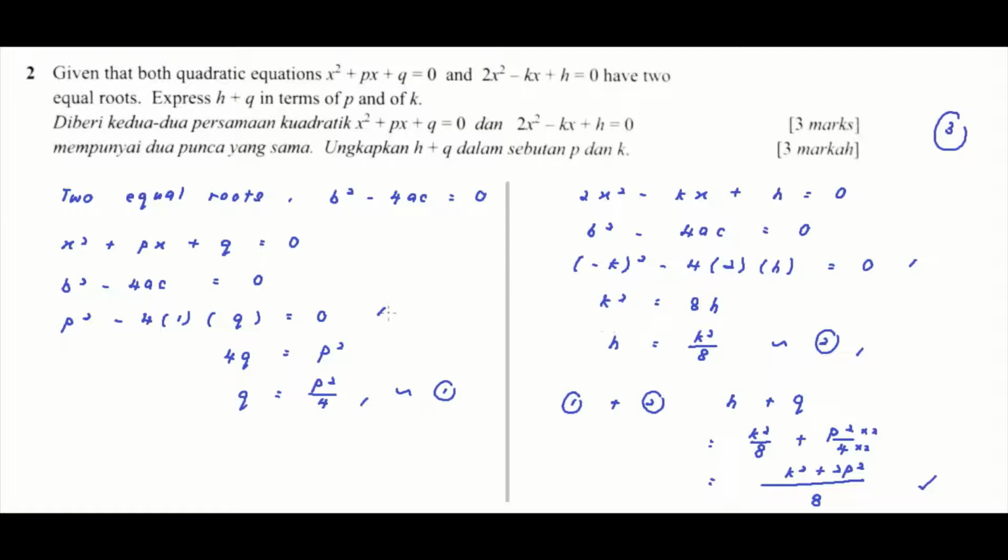So this one is either one. So which means that if let's say you got the first one but you didn't get the second one correct, then you also have the first mark. So if you didn't get your h correct, but you get your q correct, then you also have 1 mark, because it's all in the scheme.